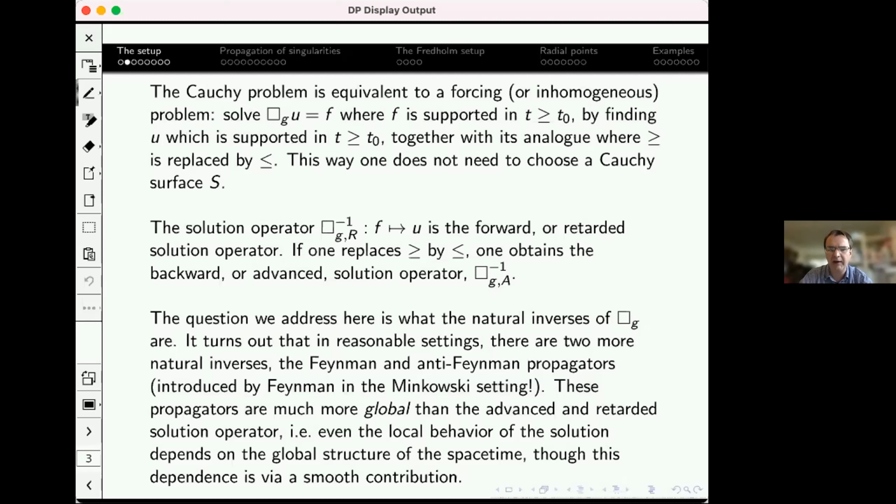So even the local behavior of solutions depends on the global structure of the spacetime. In terms of local analysis, this dependence is via a smooth contribution. So even if you have, say, a singular right-hand side f, the dependence on the global structure, as opposed to the local structure, is via adding a smooth function to the solution.